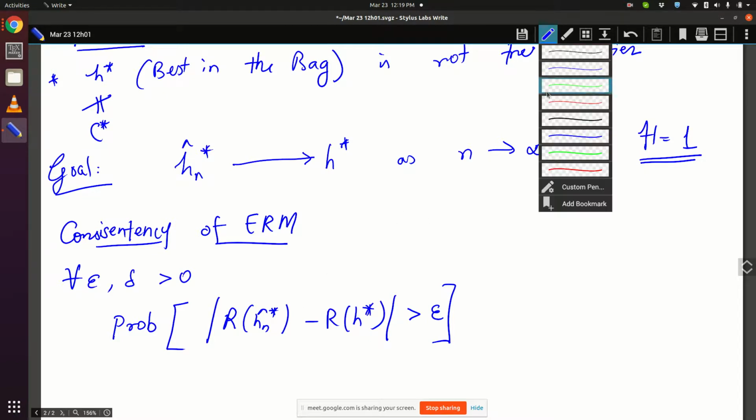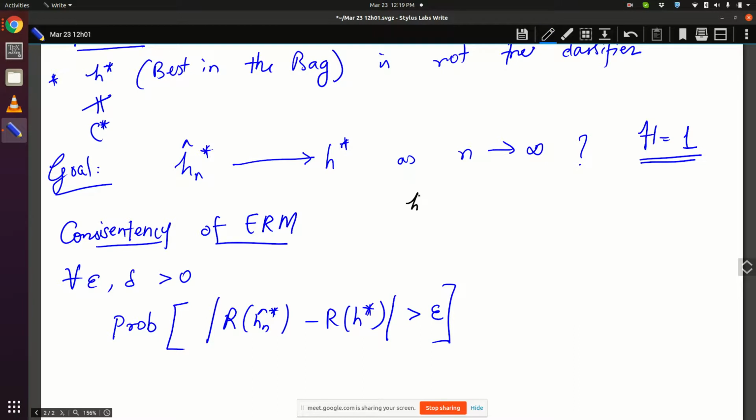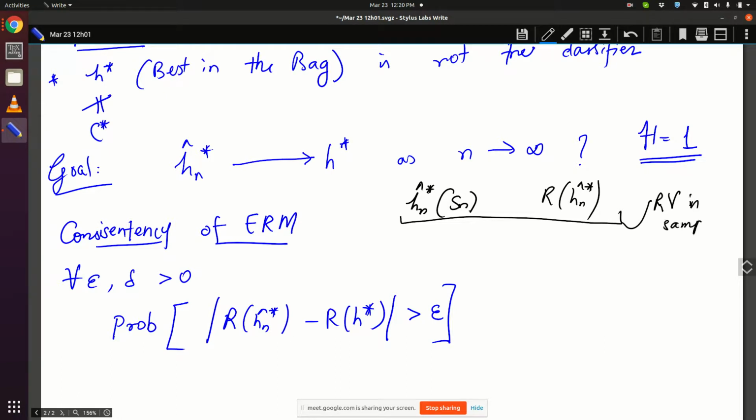Let me write in a different color. Hn hat star is a function of samples. Depending upon what sample I give, this will change. Therefore, R of Hn hat star also changes based on the sample that I'm choosing. So these both are random variables in samples. Samples are the thing that governs what this value is. R of H star is fixed.